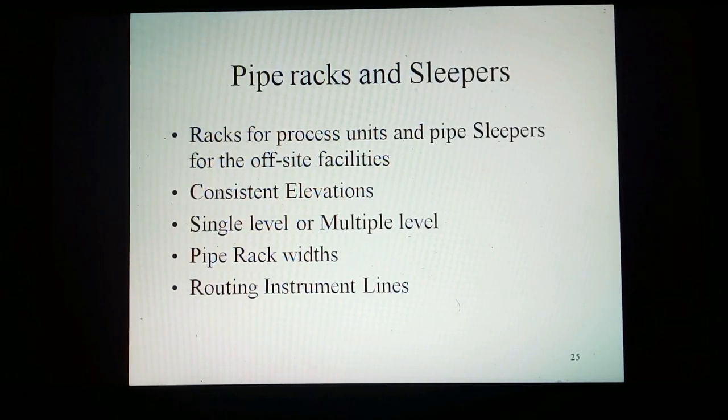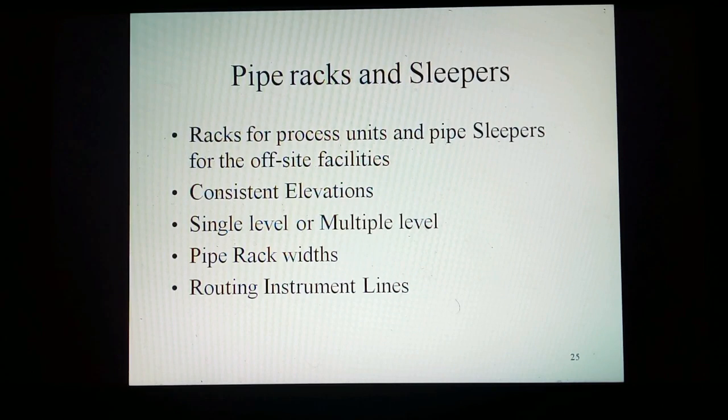Pipe racks and sleepers. In general, pipe racks for process units and pipe sleepers for the off-site facilities shall be considered as the principal support of the pipeway. Overhead pipe lines should be grouped in pipe racks in a systematic manner. Pipe rack runs oriented in the same direction shall be at consistent elevations. Pipe rack runs oriented opposite to these runs shall be at other elevations to accommodate crossing of lines at pipe rack junctions and to accommodate branch line intersections.